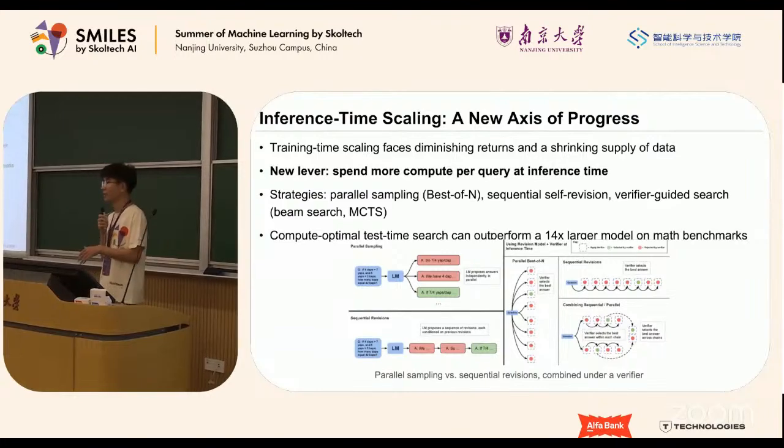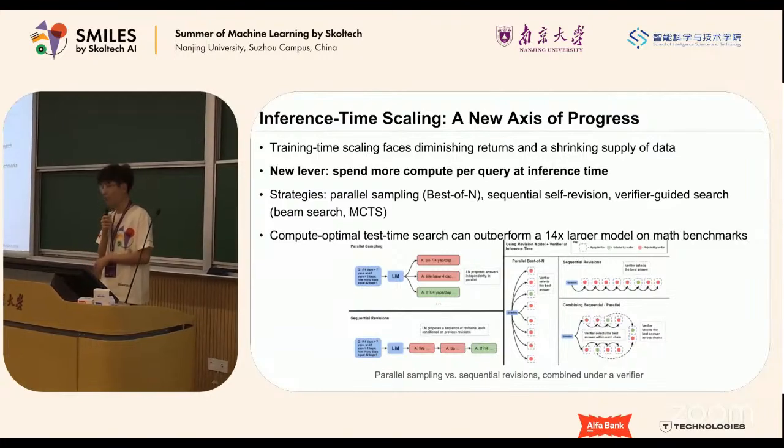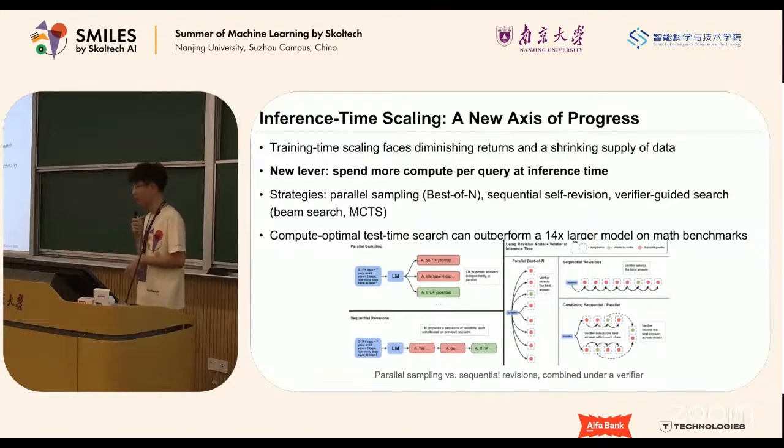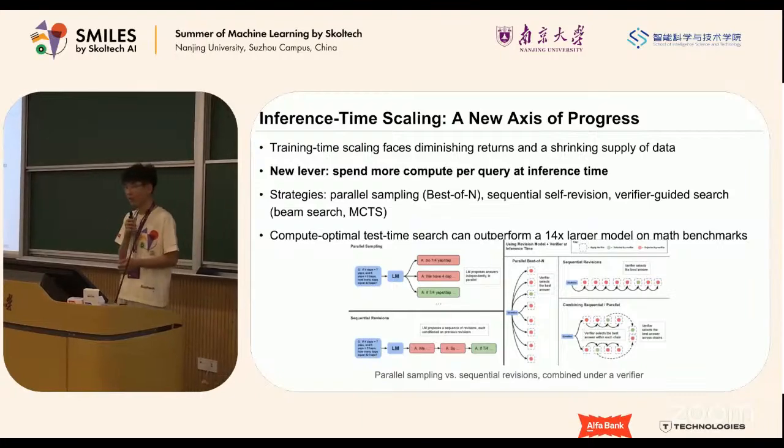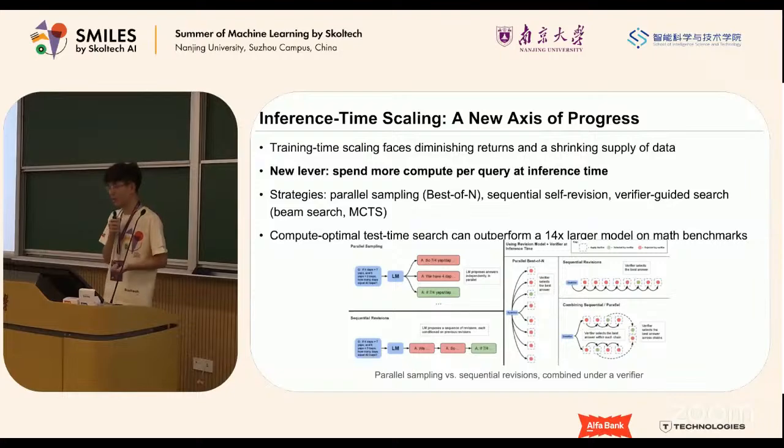Strategies include parallel sampling, sequential self-correction, and verifier-guided search methods like MCTS. Research shows that compute-optimal test time scaling can also allow smaller models to outperform significantly larger models on mathematical benchmarks, recent coding generation benchmarks, and other reasoning tasks. System 2, which employs inference time scaling, also shows significant performance gains.